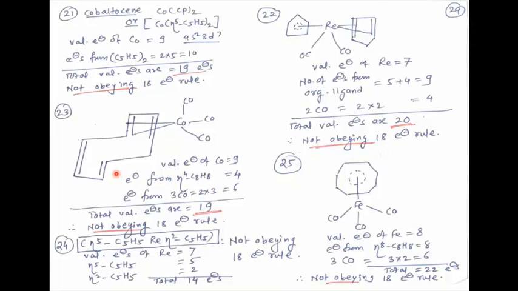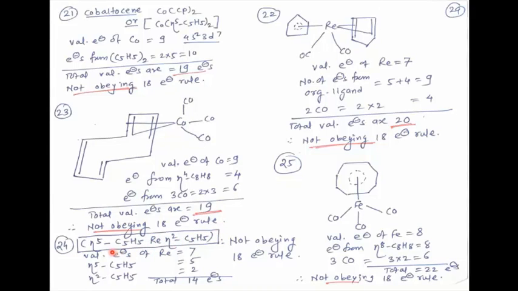Then see this one, in this structure cobalt is attached to 3 carbonyl groups. Also it is attached to an η4-C8H8 ligand. Now start the calculation. Valence electrons of cobalt are 9. Electrons from η4-C8H8 are 4 in number. 3 carbonyls, so 2 into 3, 6 electrons are donated to cobalt. So the total becomes 9 plus 4 plus 6, 19. So it is not 18. That means the complex does not obey the 18 electron rule.